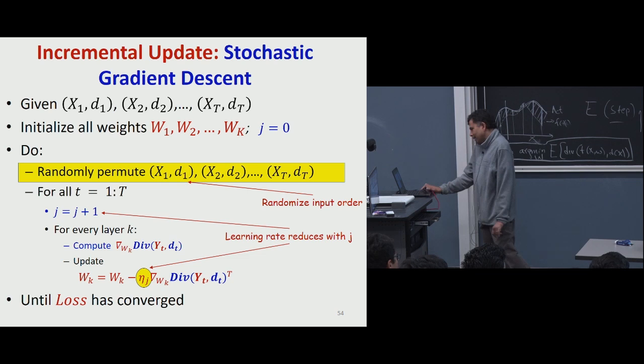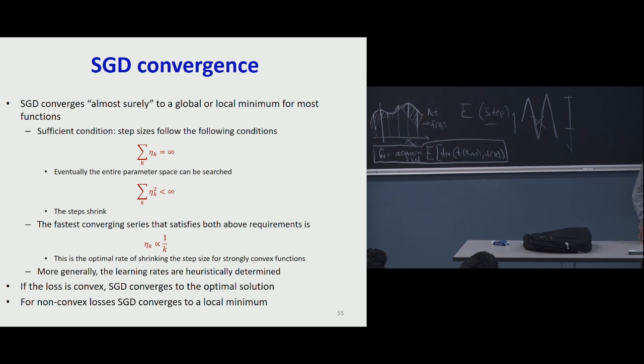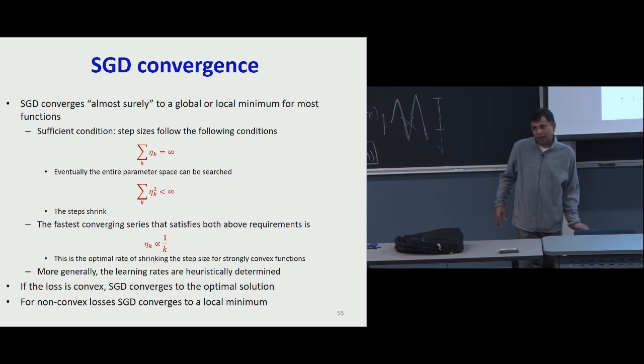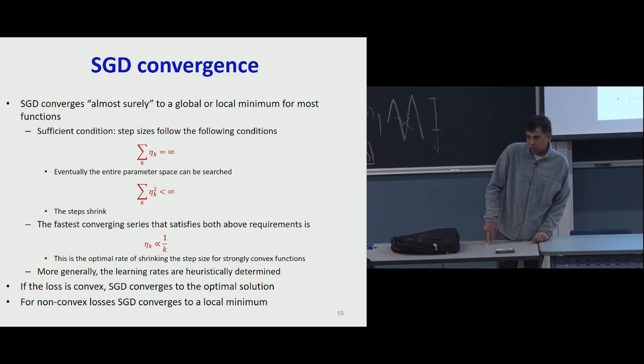Now, I made this statement earlier that in the generic case, when you have non-convex functions, you want your step size to shrink. For convex functions, having a fixed step size works just fine. Now, I didn't actually give you much of a rationale behind it, but that becomes much more apparent when you're looking at something like stochastic gradient descent.